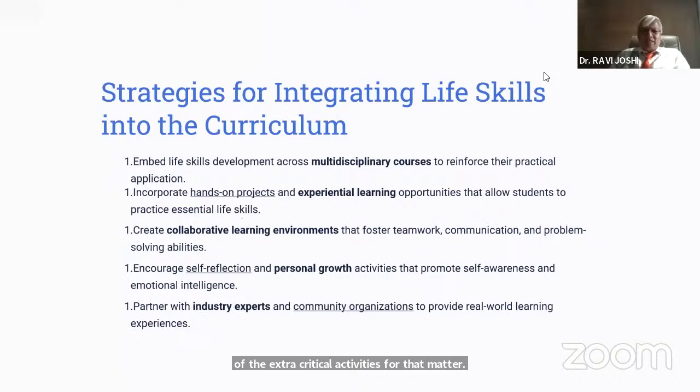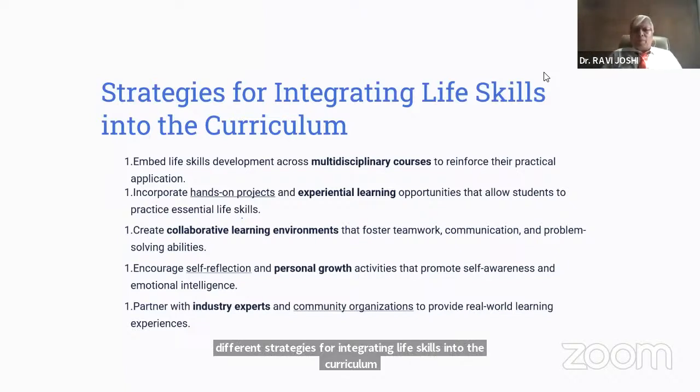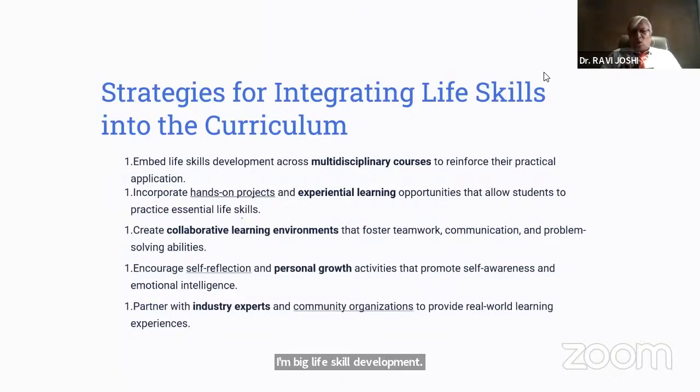And for that reason, as I told you, we can go for different strategies for integrating life skills into the curriculum. Embed life skill development across multidisciplinary courses to reinforce their practical application. When you go for practical application, automatically these life skills get developed. Incorporate hands-on projects and experiential learning opportunities that allow students to practice essential life skills.